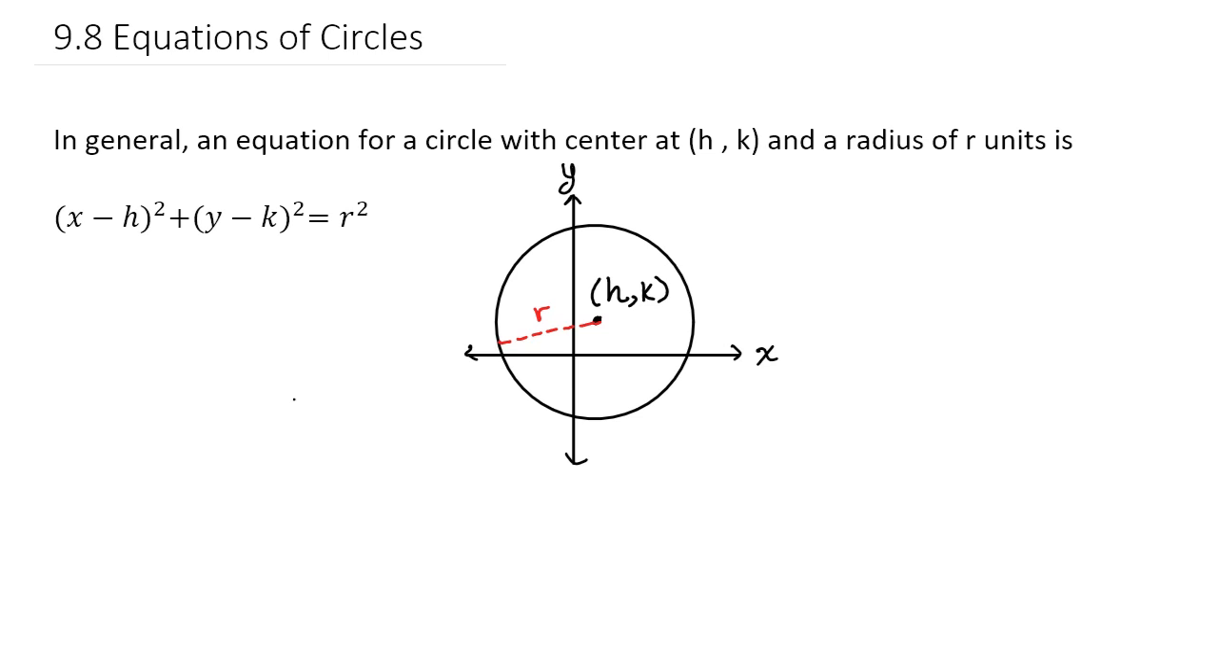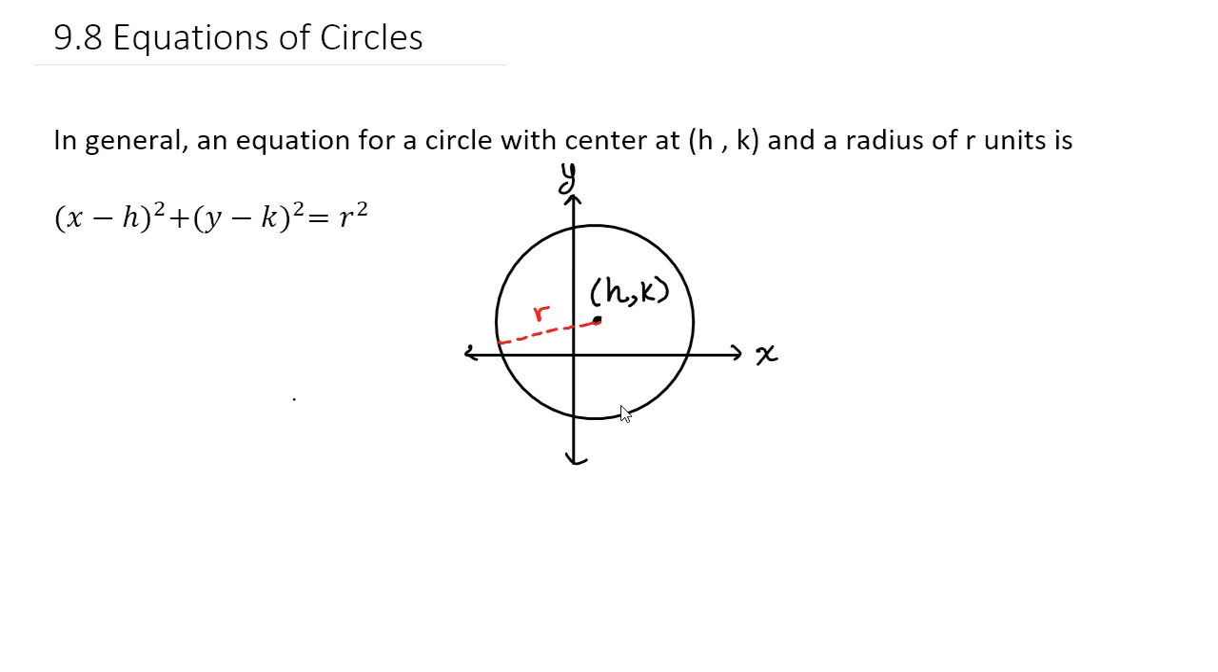Hello everyone, this is the lesson on equations of circles. In general, an equation for a circle with a center located at point (h, k), where those two could be positive or negative, and it has a radius of r units, is going to be (x minus h) squared plus (y minus k) squared equals the radius squared.